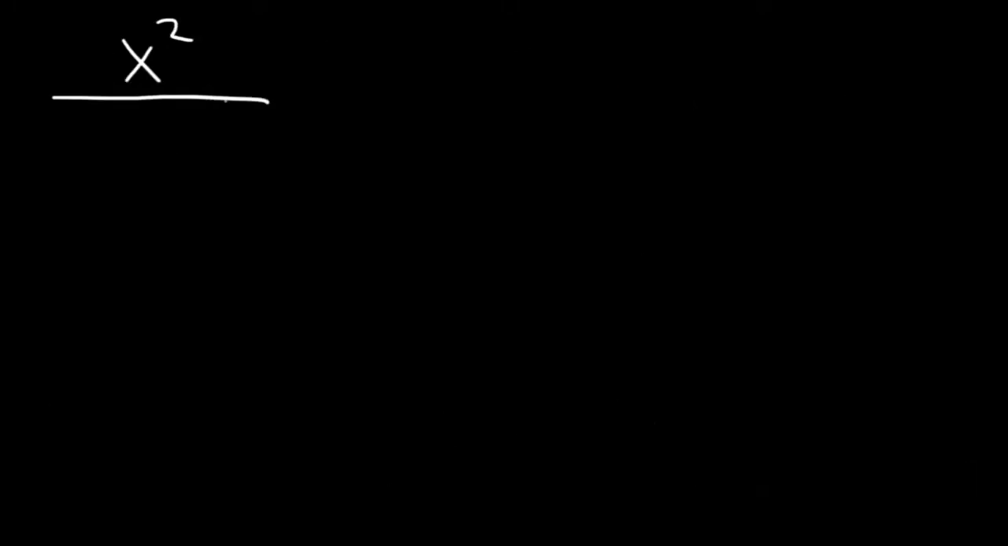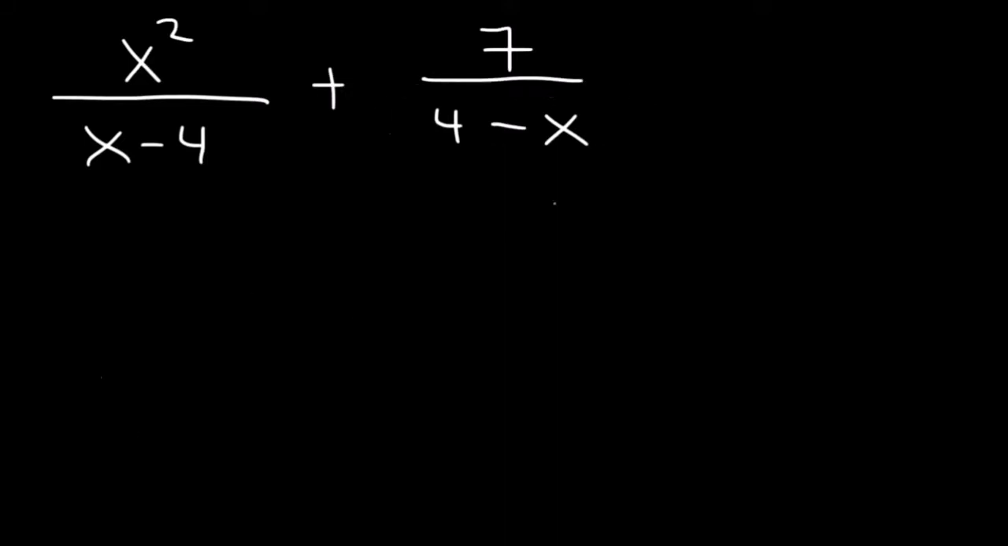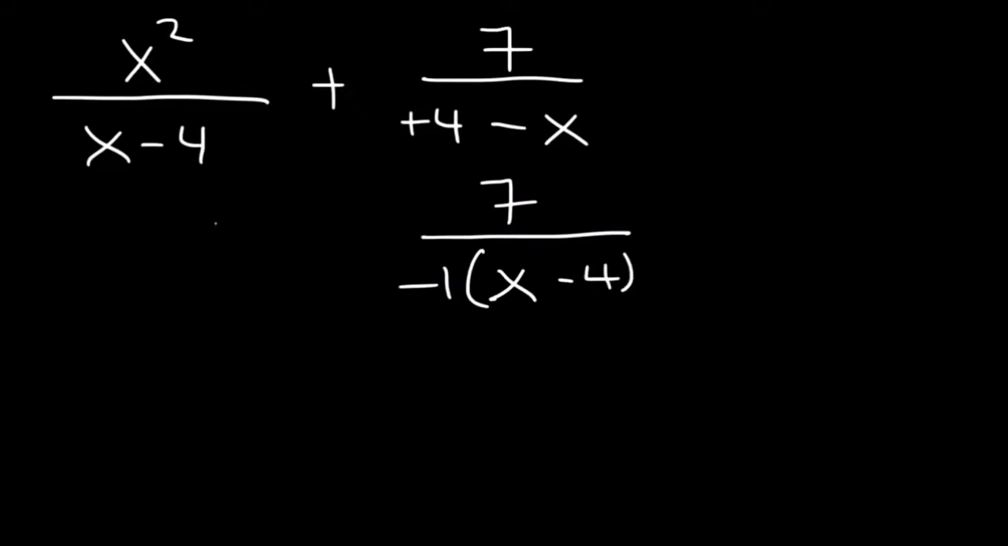Let's work on this example. x squared over x minus 4 plus 7 over 4 minus x. Let's add these two rational expressions. So what we need to do is get common denominators, but we don't need to multiply or divide by anything. We do need to factor out a negative 1. If we take out negative 1, negative x will become positive x, and positive 4 will become negative 4.